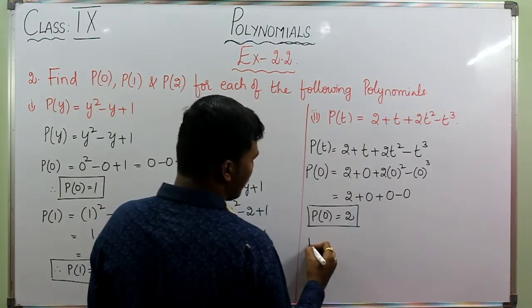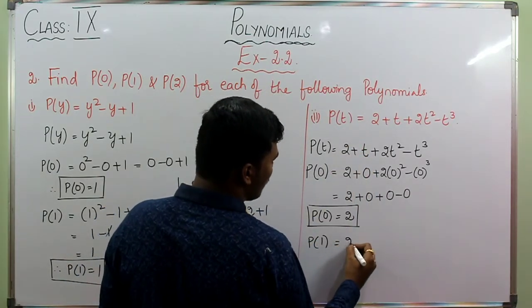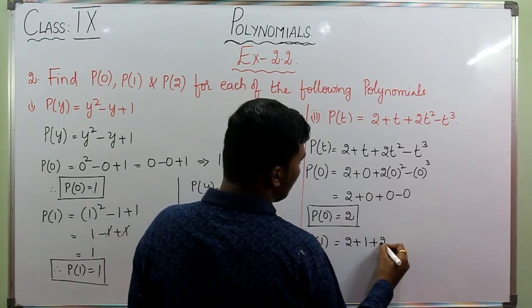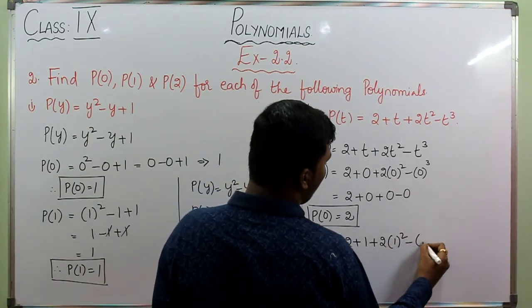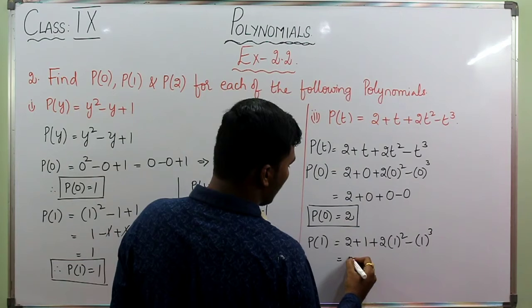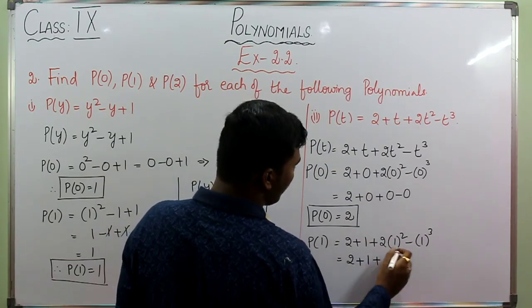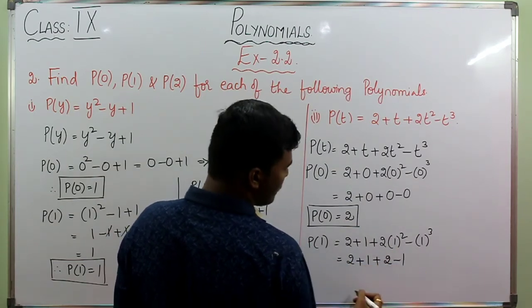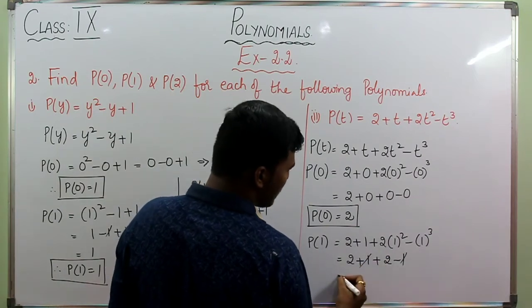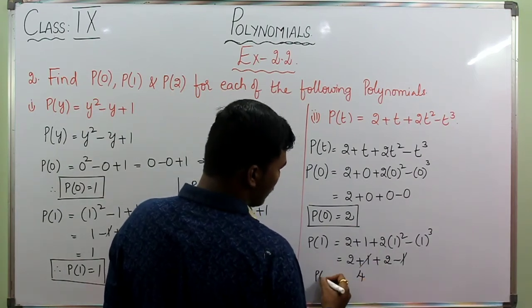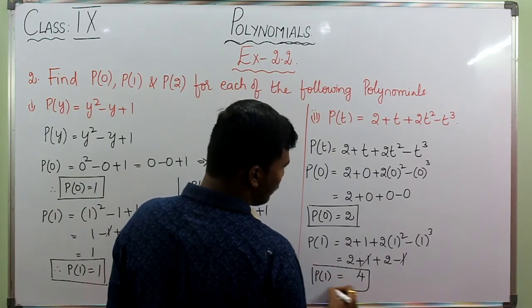Now p of 1. Okay, so 2 plus 1 plus 2 into 1 square minus 1 cube. This implies 2 plus 1 plus 2 into 1 square is 2 minus 1. Minus 1 plus 1 cancel. You are left with 4. So therefore p of 1 is equal to 4.